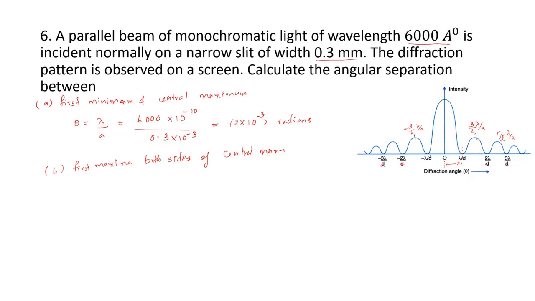So it is from minus 3/2 lambda by a to 3/2 lambda by a. So this is again minus 3/2 plus this 3/2. So this is the distance, and this distance is 3 lambda by a. 2 times 3/2 lambda by a is 3 lambda by a. So theta is 3 times lambda by a. You have already found the value of lambda by a is 2 into 10 to the power negative 3. So 3 times is 6 into 10 to the power negative 3 radians.